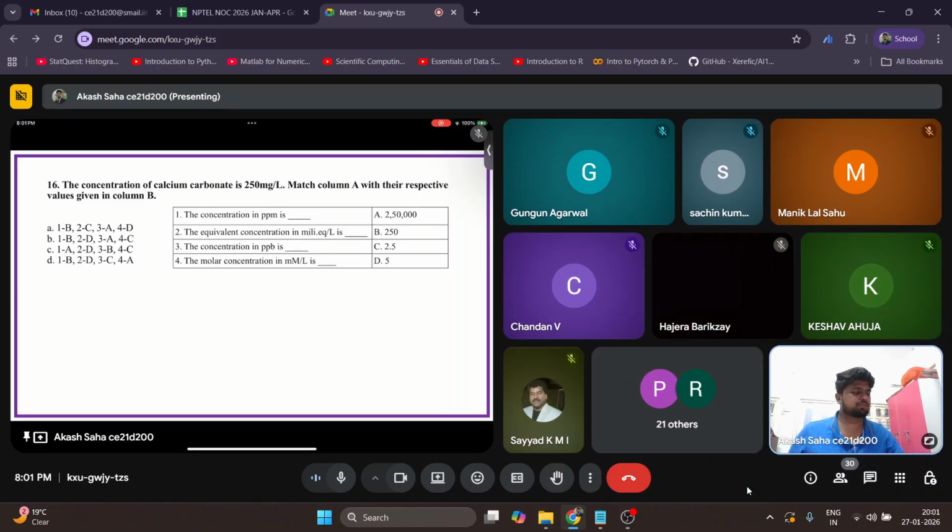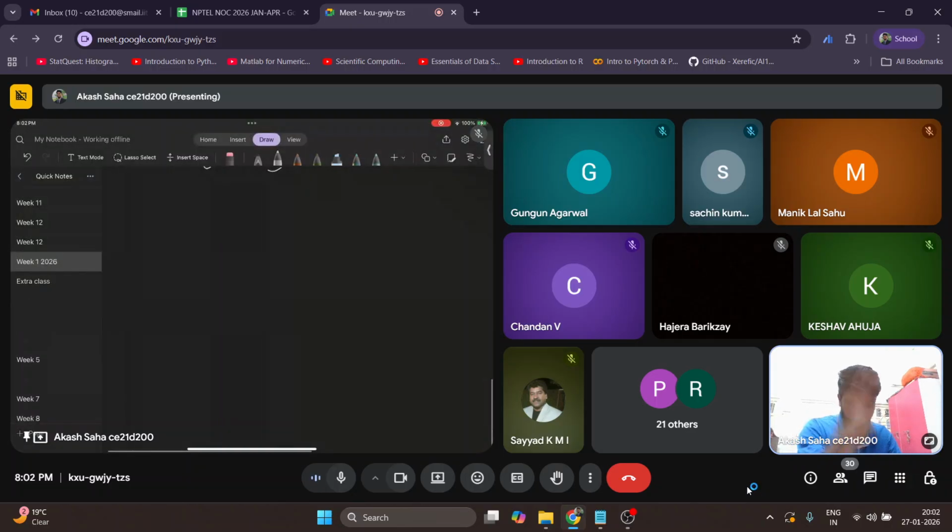As many of you have pointed out, the correct answer is option B. Let's see how. We have to remember a few points. We should know that 1 ppm, or parts per million, is equal to 1 milligram per liter. So that is the first thing, 1 milligram per liter.